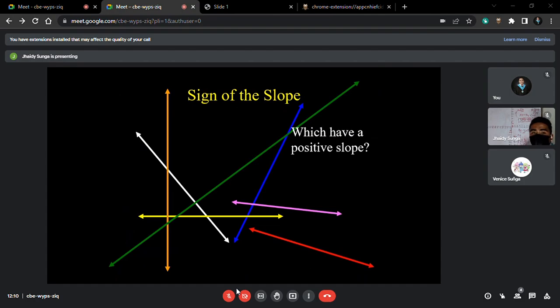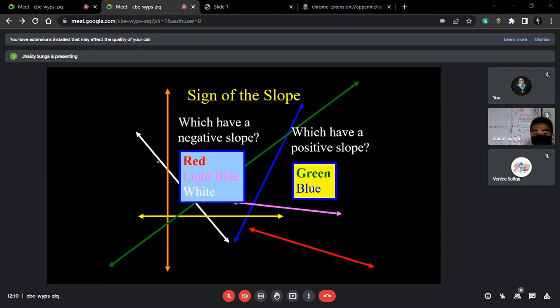So we have the positive slope, green and blue. Negative slope, this is the red, this pink, and white. Okay? Alright, so from this one, we have the undefined. Alright, so from this one, I will be cutting this lesson already.